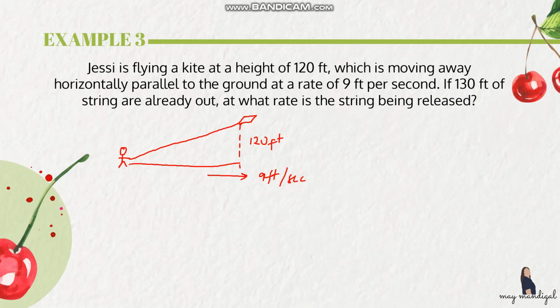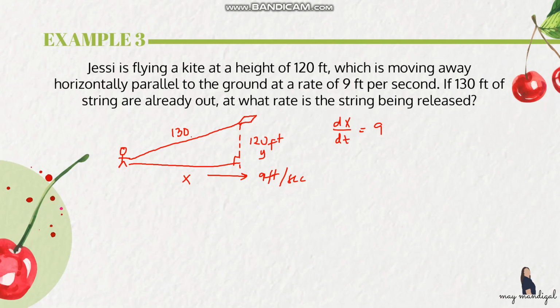So as you can see here, we formed again a right triangle. And we can set this as our x, and then this is our y. So this 9 feet per second is for the rate of change of x, because it represents the movement of the kite parallel to the ground. So we have dx over dt, which is equal to 9. So if 130 feet of the string is already out, so this one is 130. At what rate is the string being released?